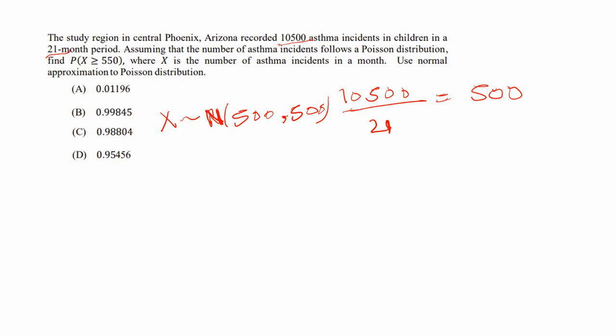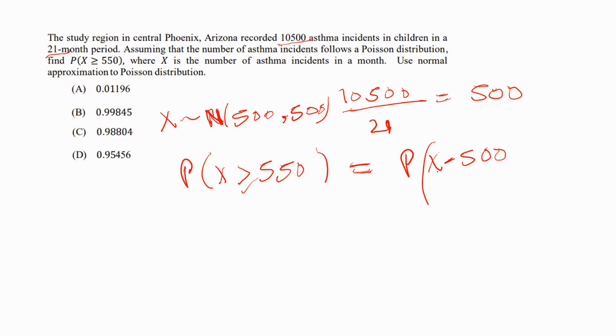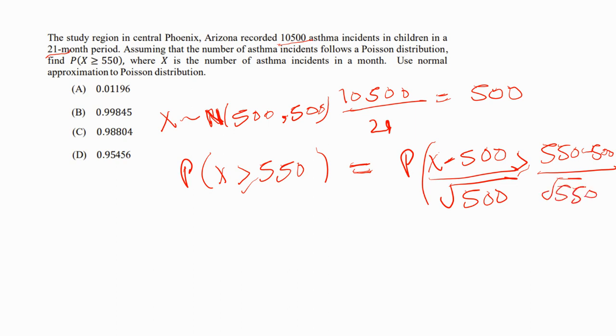Okay. Now we want to find P of x greater than or equal to 550. So it will be again x minus 500 divided by root of 500 greater than or equal to 550 minus 500 divided by root of 500.